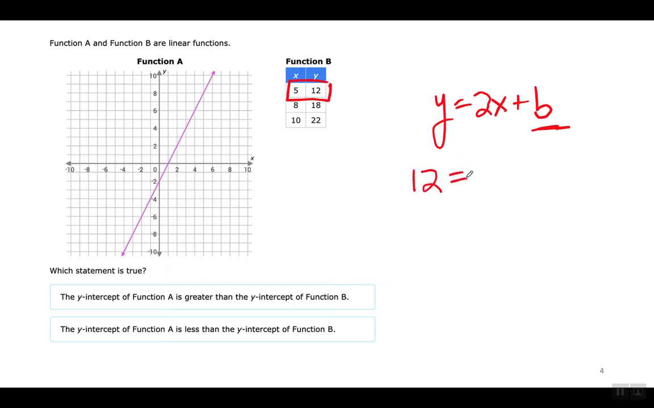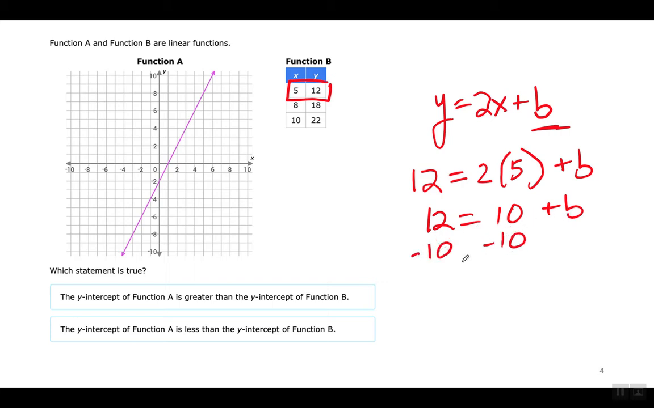So I put the 12 where y is and the 5 where x is. Alright, so I get 10 plus b equals 12. Now subtract 10 from both sides. And you're going to get b equals 2.